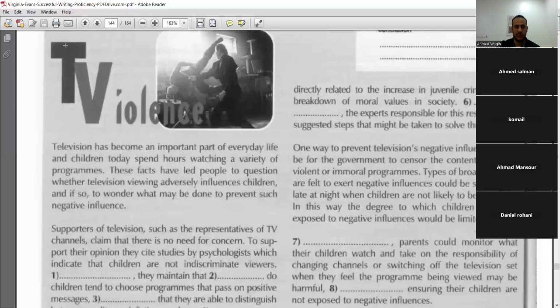So this is an example. So TV violence. Television has become an important part of everyday life, and the children today spend hours watching a variety of programs. These facts have led people to question whether television viewing adversely influences children, and if so, to wonder what may be done to prevent such negative influence. So this is my introduction.